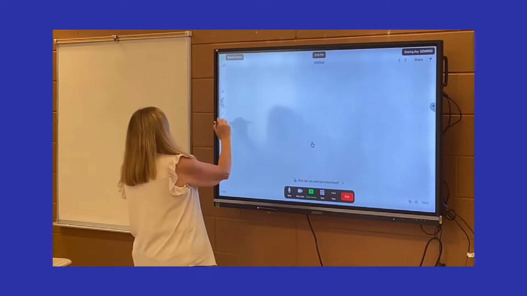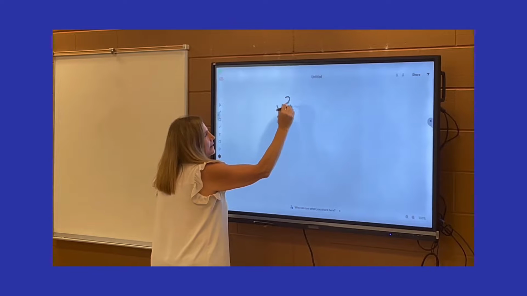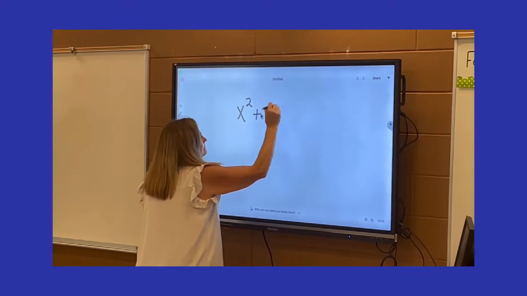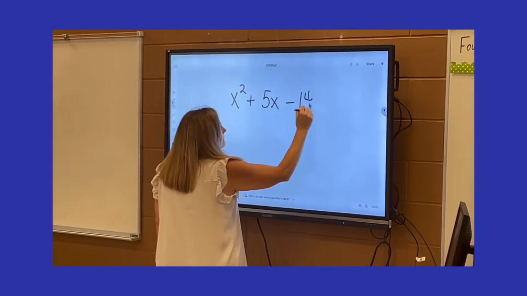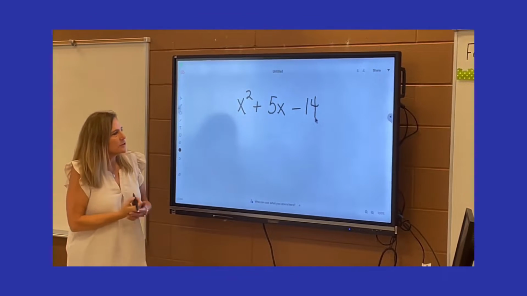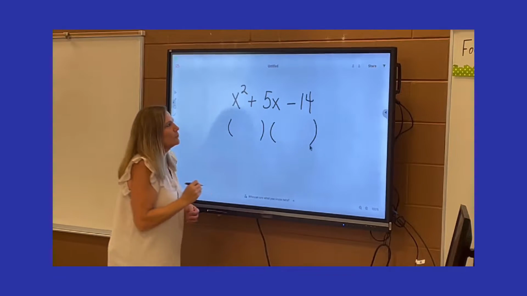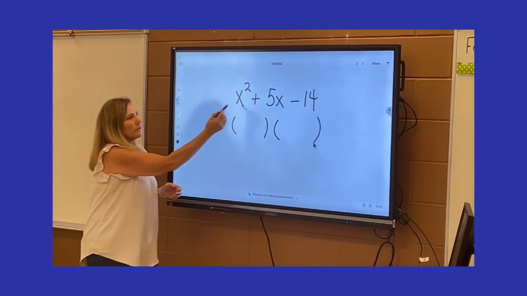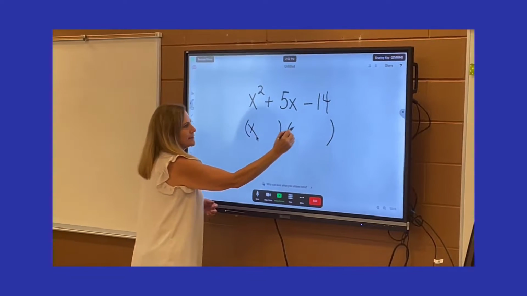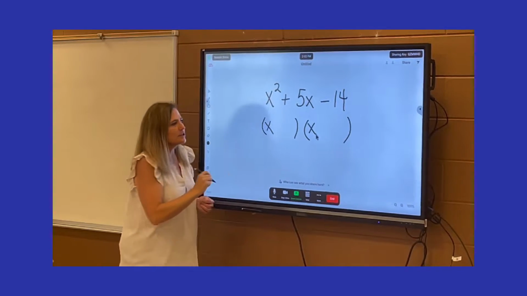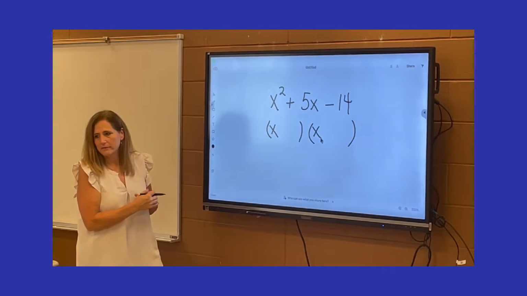So, I'm just gonna make up a problem. Okay, so this is just a basic trinomial that we're gonna factor into two binomials. And if you'll remember, the way you factor is we want the first two terms to multiply to give us the x squared. So that would have to be an x and an x. And then the last two terms have to multiply to give you negative 14, but they have to add to give you a positive 5.